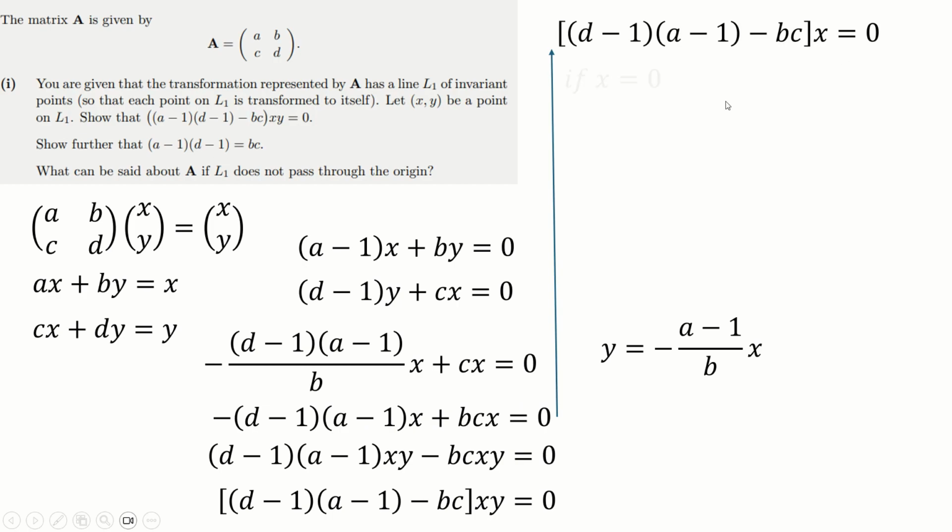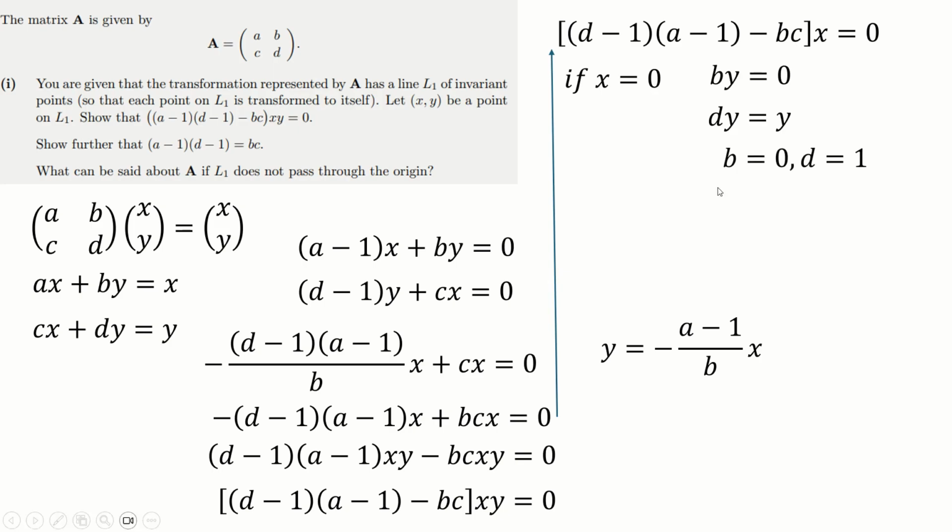So let's just think about what happens if x is 0. We go back to our initial lines. If x is 0, then by is 0. And for that to be true for all y, then b would have to be 0. And we also have dy as y from here. And for that to be true for all values of y, then d would have to be 1.